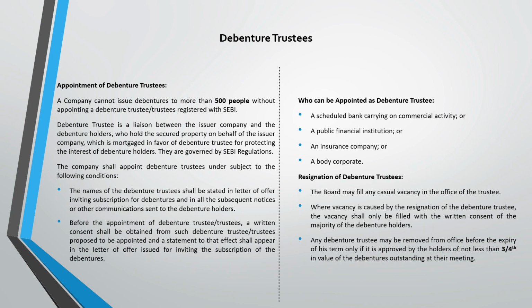And these debenture trustees, upon their terms of issue, would be appointed for a specified period of time and they can be removed from their office before the expiry of their term only if it is approved by 3/4 of the debenture holders. Only if it is approved by the debenture holders holding not less than 3/4 of the value of the debentures outstanding.